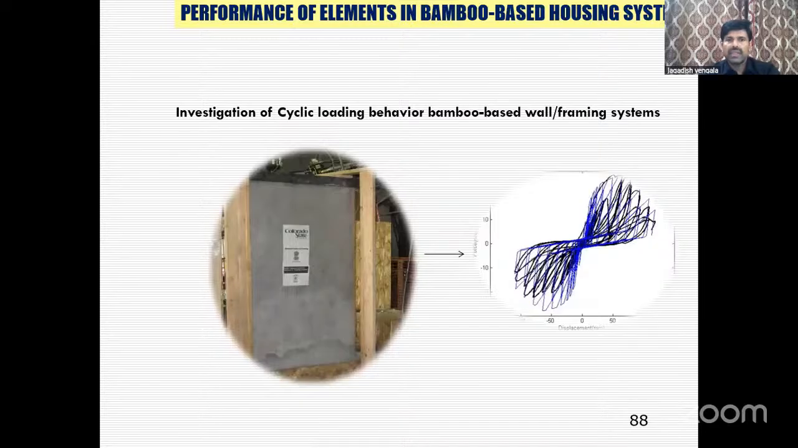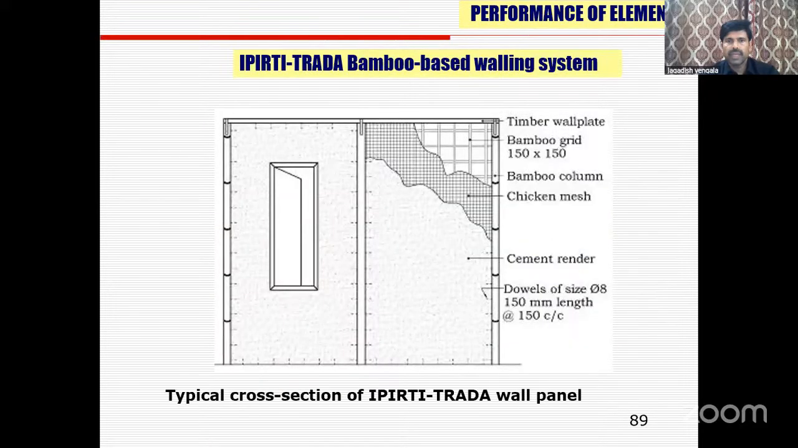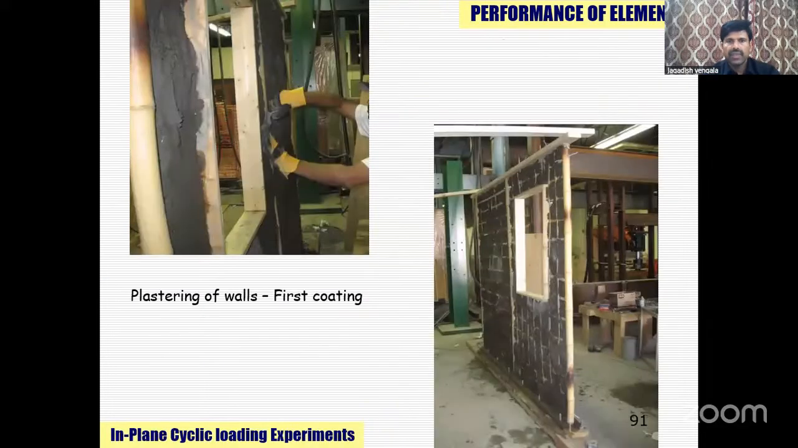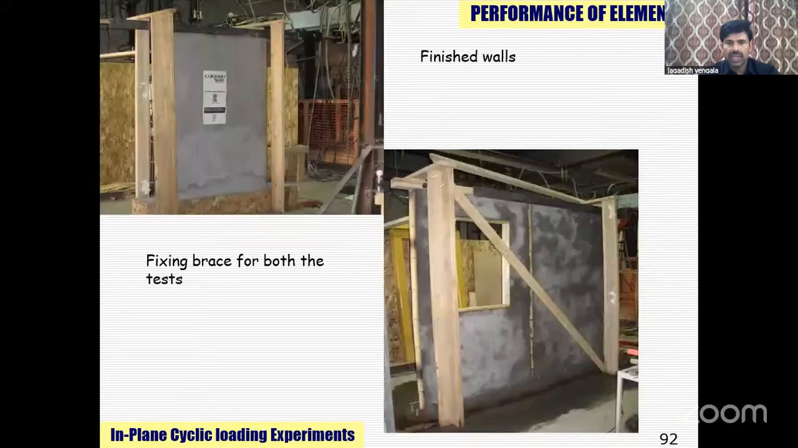We've also carried out the cyclic load experiments on the bamboo-based wall. You can see here a typical bamboo-based walling system. Columns are connected between columns, strip grid, chicken mesh, and then plastered. This wall. So I've carried out experiments at Colorado State University during my fellowship visit to this particular place, wherein we built two walls. One is with window and another one is without window. So here we carried out cyclic load experiments.